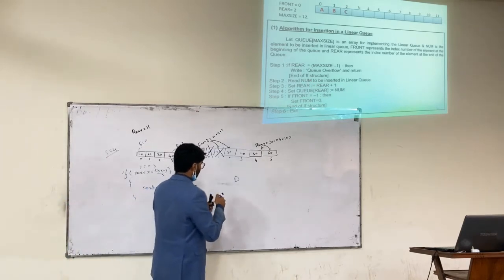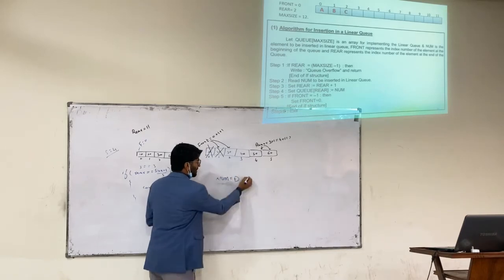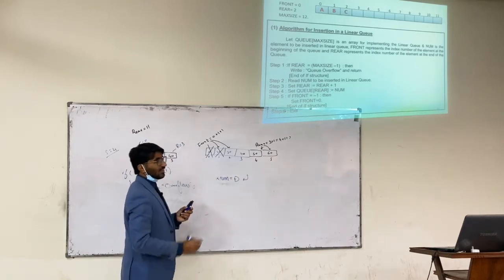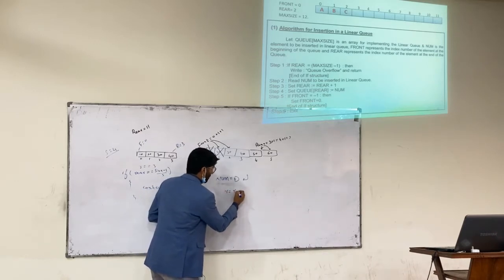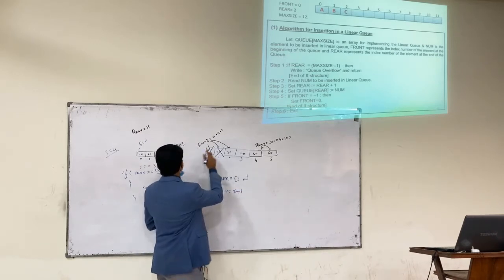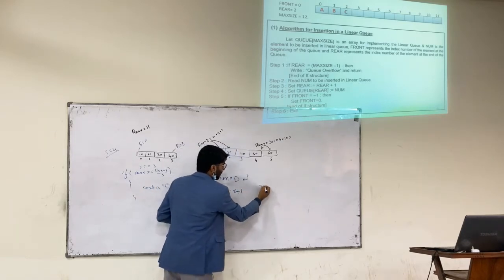Let's suppose num is equal to D. This is inserted by the user. Okay. Now हमने rear की वैल्यू इंक्रीज करनी है. R is equal to R plus 1. Before rear was 2. Now rear will be 3.